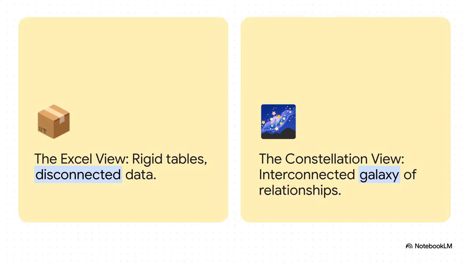So really, there are two ways to see your data. There's the old way, the Excel view, with its rigid, disconnected tables. But then there's how the most advanced companies, think Netflix, see it. They use what I call the constellation view. They don't just store data, they store the relationships between the data. And suddenly, it all explodes into this spectacular, interconnected galaxy. That shift in perspective, that's the secret to building truly smart AI.